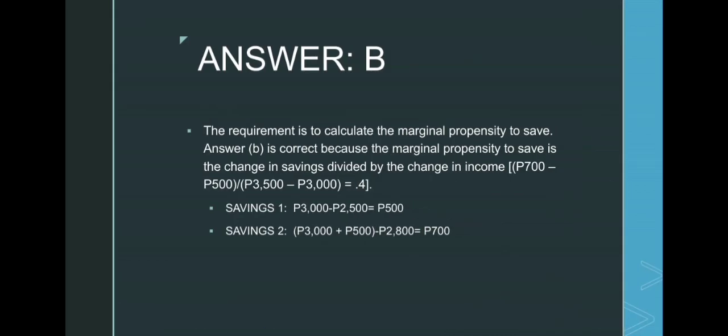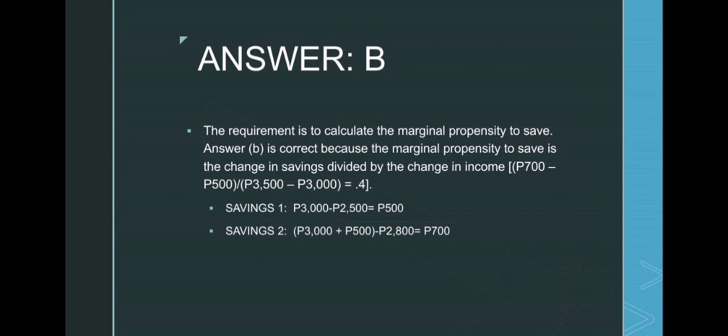So the answer for question number 17 is letter B, 0.4. The formula in getting the marginal propensity to save is the change in savings divided by the change in income. For our change in savings, for our first savings, we deduct 2,500 pesos from the first income, so we arrive at 500 pesos.